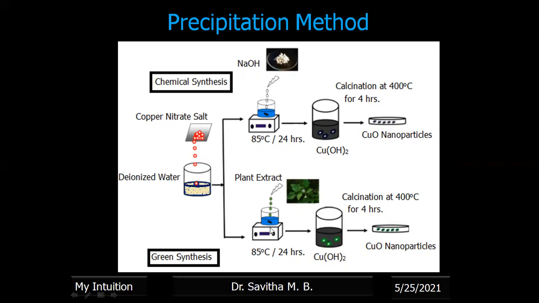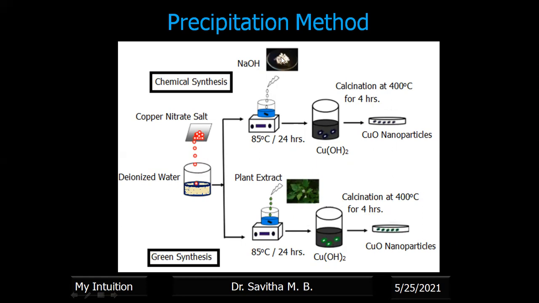Then you have to keep it for some time until all of it settles down, then you have to filter it, and the precipitate will be heated, that is, calcined. You will get the copper oxide nanoparticle. Okay, this is green synthesis because you are using a plant extract. Okay, this is chemical synthesis because you are using chemicals.